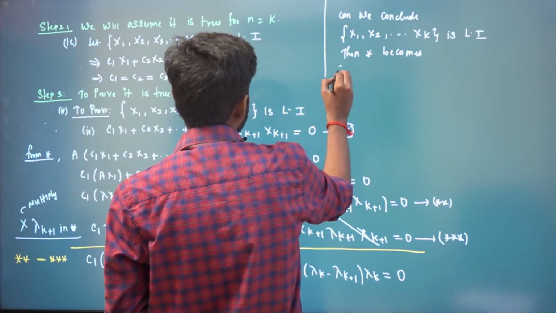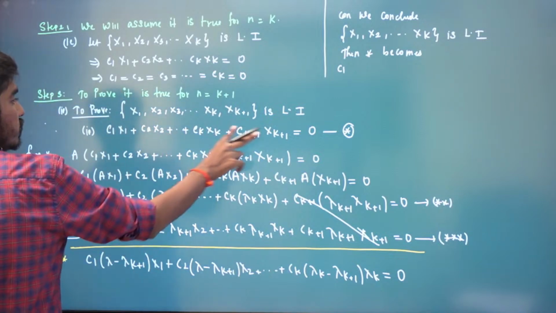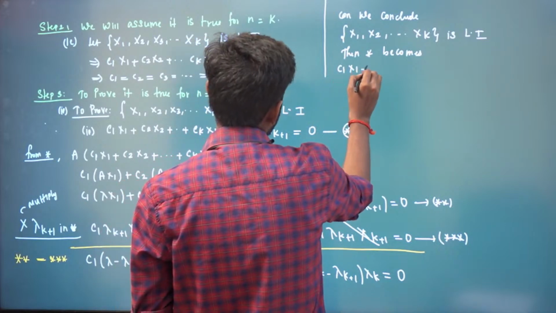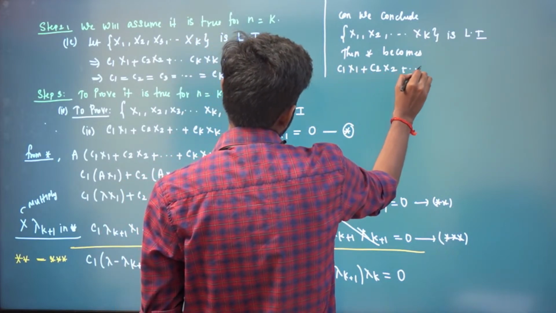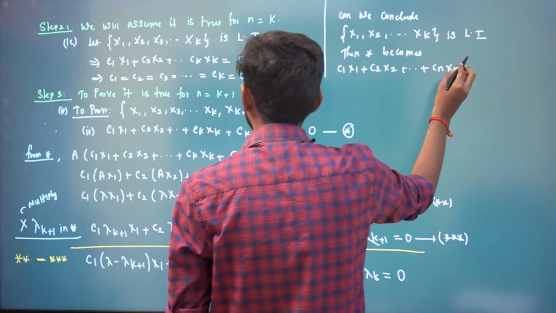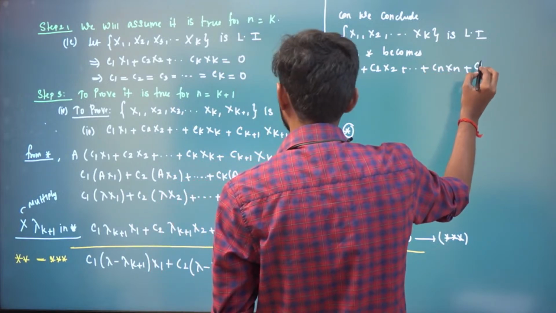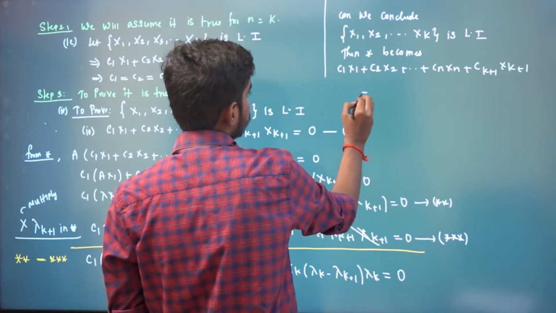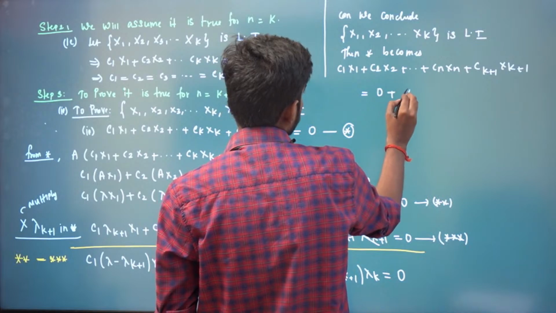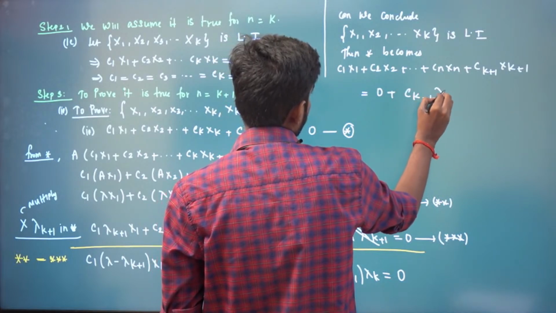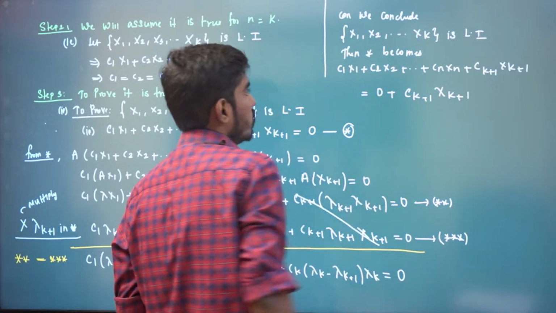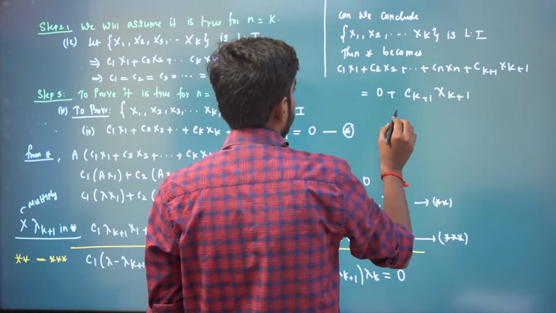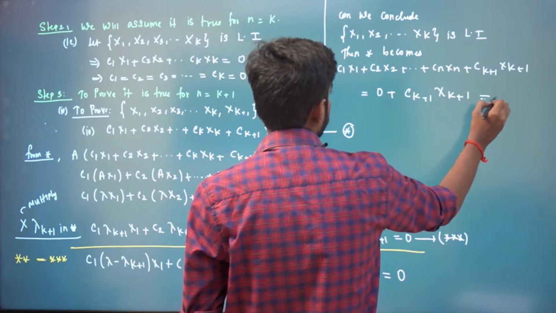what is star? We need to prove this is equal to 0, right? So we'll take the LHS part: C1 x1, C2 x2 and so on up to Ck xk plus Ck plus 1 xk plus 1. So we'll start with this. We have 0 plus Ck plus 1 xk plus 1, yes or no? So this is equal to 0.